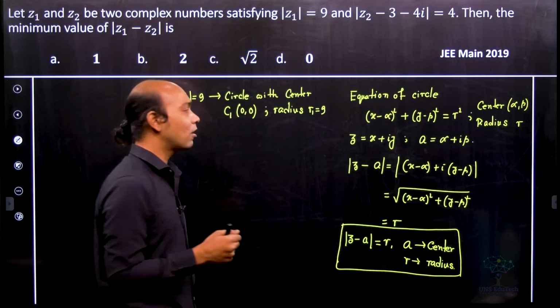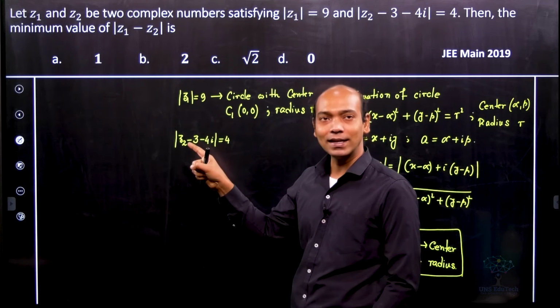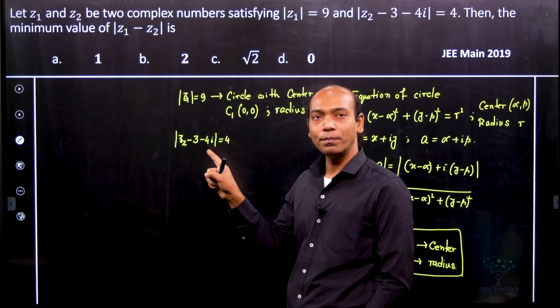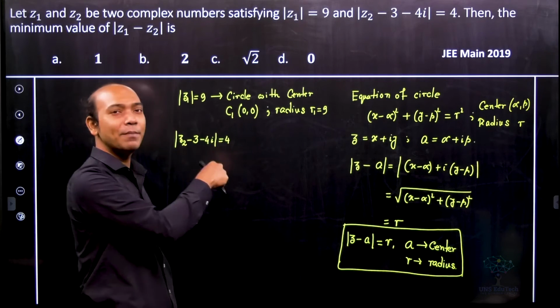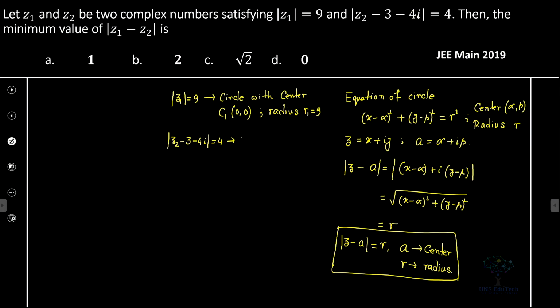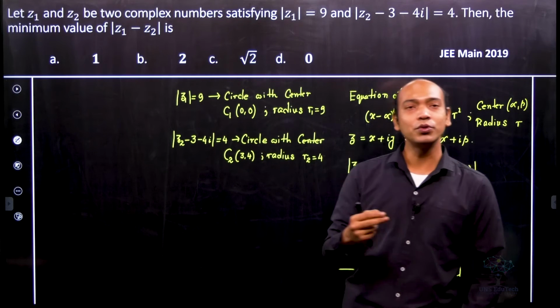Now we consider the second complex number: mod of z2 minus 3 minus 4i is equal to 4, as given. Obviously we can compare it and see it is a circle with center (3, 4). Why? Because it is of the form z minus a, and if I take minus 1 common, it is z plus minus (3 plus 4i). So the point z2 lies on a circle with center (3, 4) and radius 4. Now we have C1, C2, two centers and two radii.